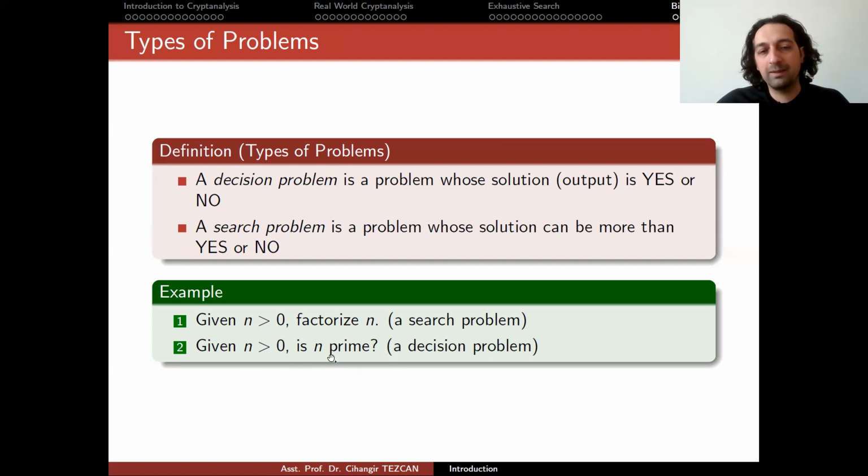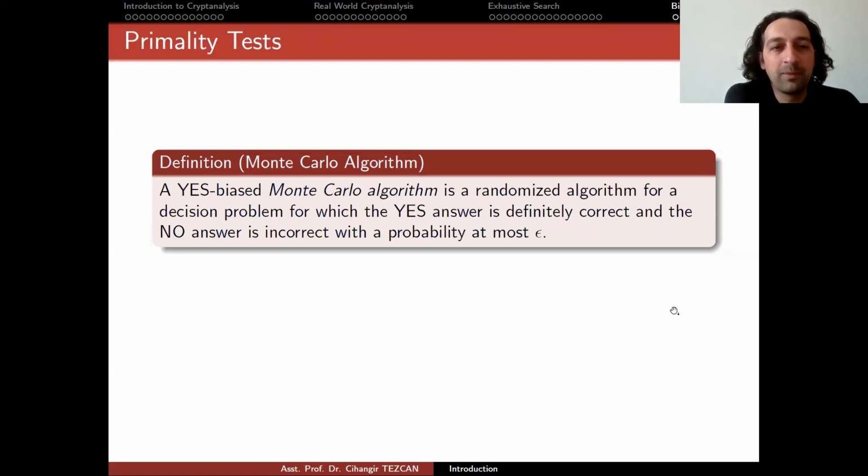So you might think that I cannot know whether a number is prime or not without factorizing it. Actually, there are some algorithms which solve this decision problem, but don't give you the factorization. So these are two different problems. But of course, if you solve the search problem, this means that you also solve the decision problem. But solving the decision problem does not mean that you solve the search problem. So you might guess that decision problems are sometimes easier than the search problems.